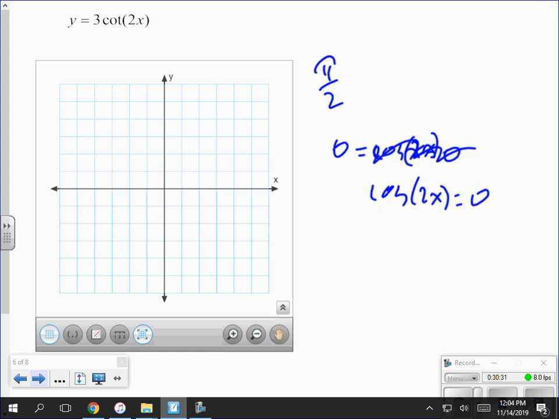So at pi over 4, if I plug in pi over 4, I get pi over 2. If I plug in 3 pi over 4, I get pi over 2. If I plug in 5 pi over 4, I get pi over 2. So every odd pi over 4, because if I put in any odd pi over 4, we'll shift it over to pi over 2. Okay. So I have to get my zeros from that.